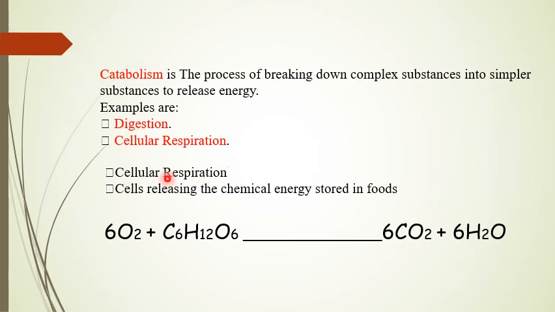In cellular respiration, cells release the chemical energy stored in food. For example, in cellular respiration, oxygen is used to break down sugars, glucose, to release carbon dioxide and water.